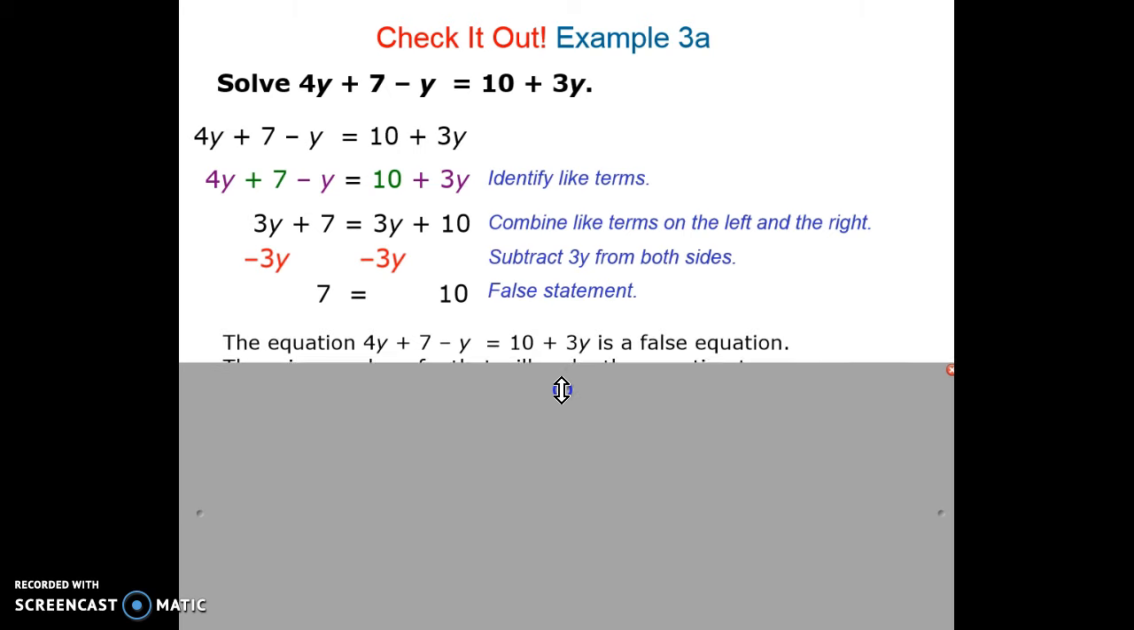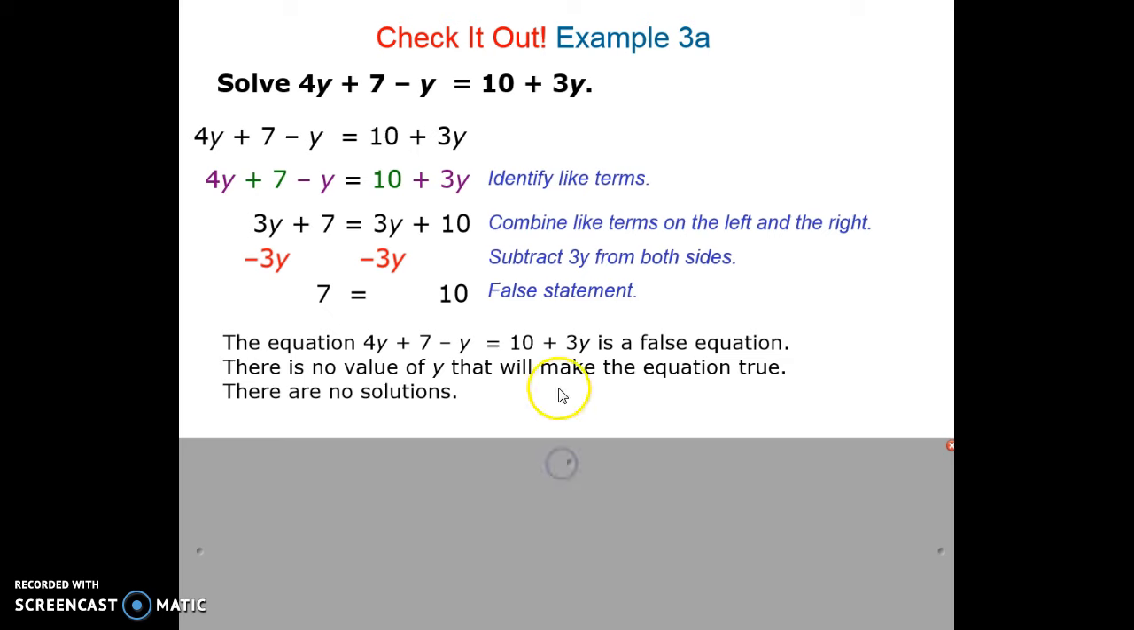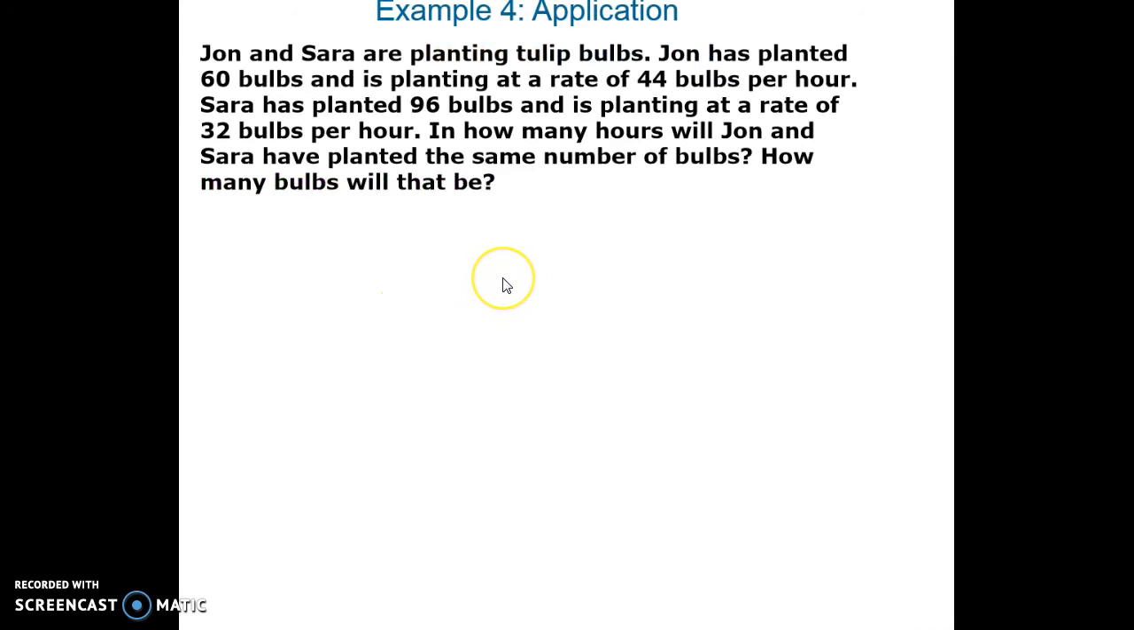That's a false statement. So the equation 4y plus 7 minus y equals 10 plus 3y is false. There is no value of y that will make the equation true. There are no solutions. We're going to do this graphically at some point too, and it's actually pretty cool to see how it works both ways.